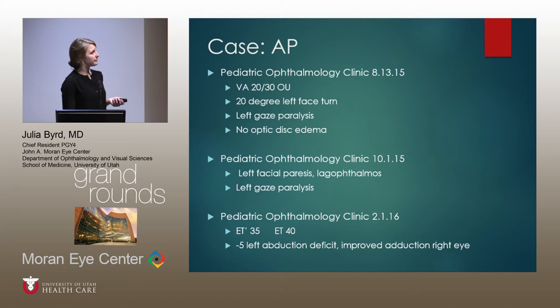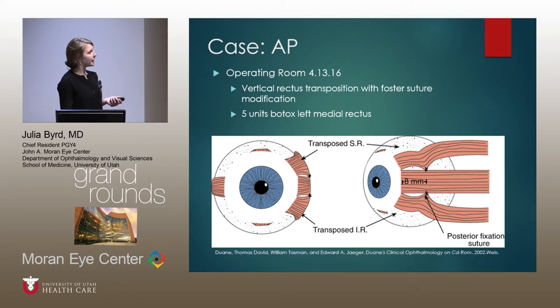So the decision was made to do surgery, and she was taken to the operating room because of basically no function and forced ductions in the OR. Vertical rectus transposition with a Foster suture modification was done, and Botox in the left medial rectus. The Foster modification is basically a fixation suture to attach the transposed superior rectus and the transposed inferior rectus to the lateral rectus to try to give it more power.